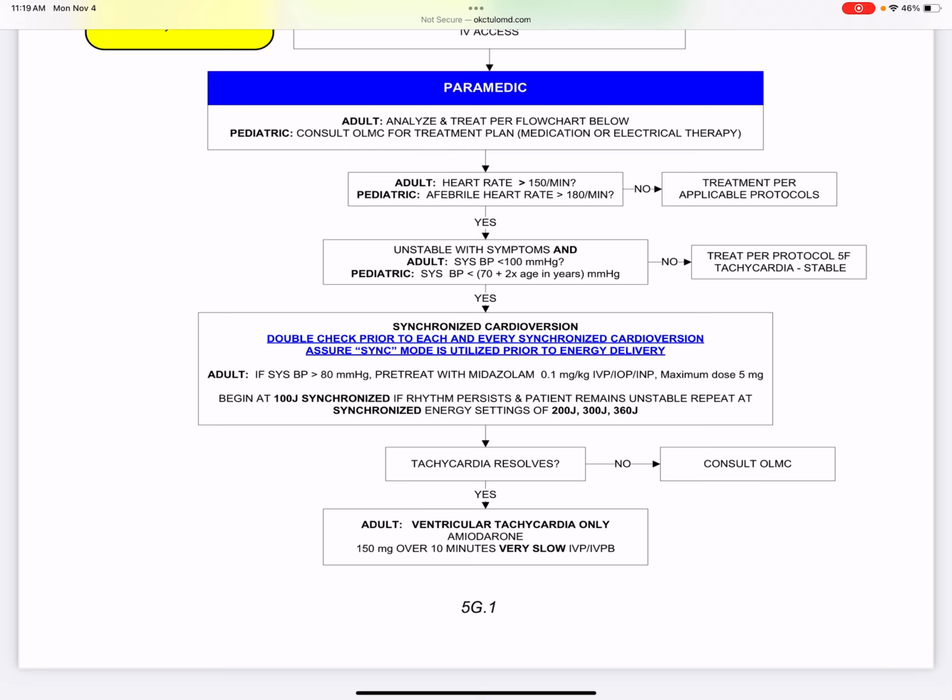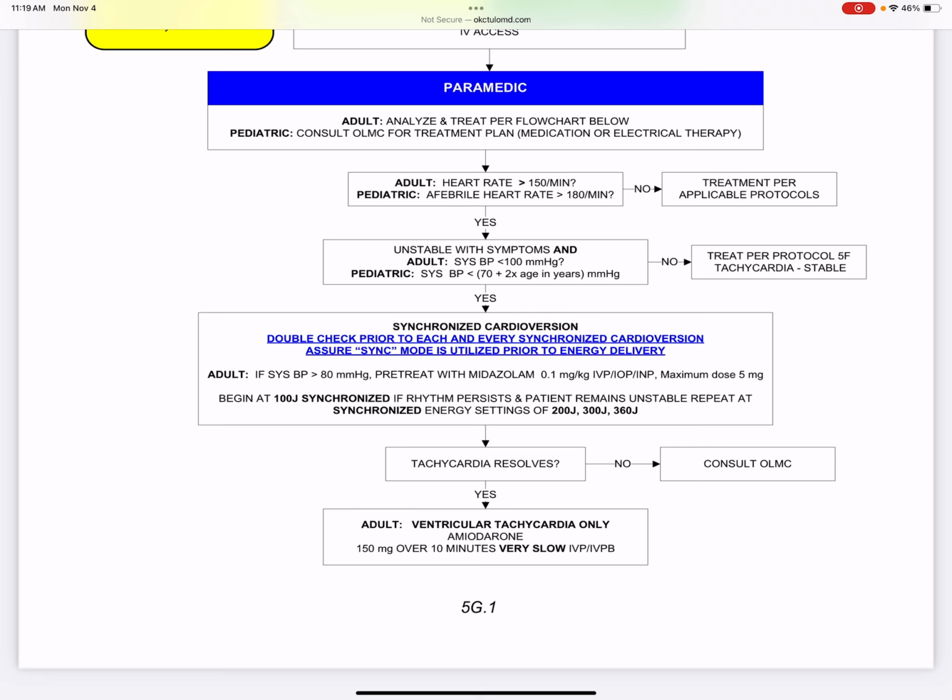If it is, and they are unstable, then we will go down. If they are stable, then we're going to go over and treat the protocol like we just talked about in section 5F. So unstable with symptoms and adult systolic blood pressure less than 100, or pediatric systolic blood pressure less than 70 plus 2 times age in years. If that is the case, we're going to go down to synchronized cardioversion. They're an unstable tachycardic patient.